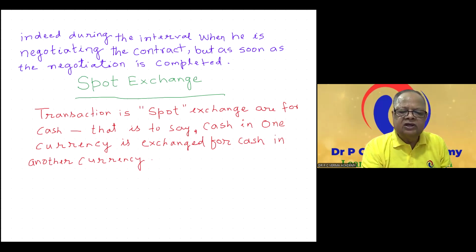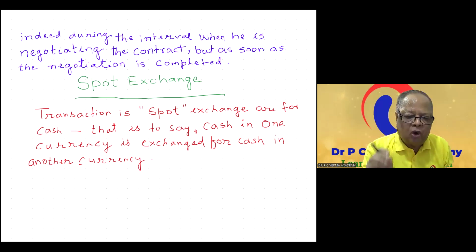So transactions in a spot exchange are for cash. That is to say, cash in one currency is exchanged for cash in another currency, whatever the currency may be. This is called a spot exchange in foreign trade.